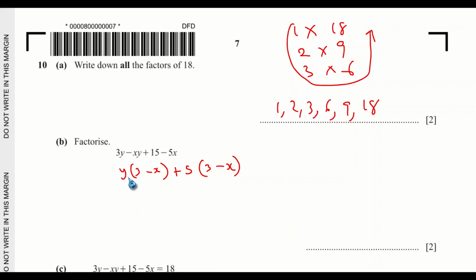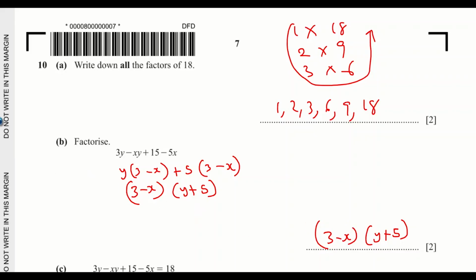So you have y times 3, that will be 3y, y times minus x, that will be minus xy. Then you have plus 5 times 3, that is plus 15. Then plus 5 times minus x, that will be minus 5x. So you have this now. So you have 3 minus x into y plus 5. So that is what you get as our final answer.